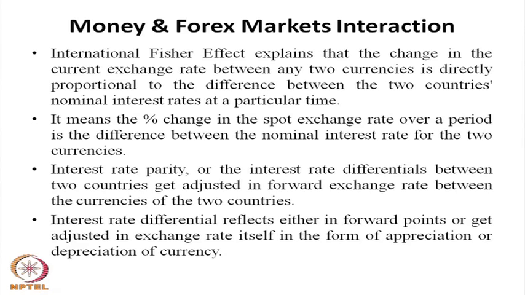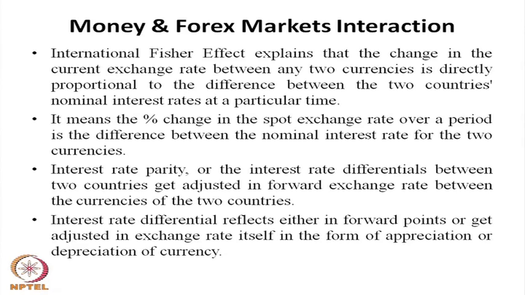So, whenever there is a real interest rate difference or a nominal interest rate difference between two currencies, it will be reflected in the exchange rate change. The interest rate differential between two countries gets adjusted in the forward rate between the currencies of the two countries. If the interest rate differential is reflected in the forward discount or the forward premium and it is equal, then there will be no arbitrage between the money market and forex market. Similarly, the interest rate differential is reflected either in forward points or gets adjusted in the exchange rate itself, in the form of appreciation or depreciation of the currency.